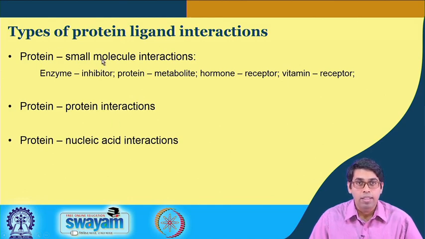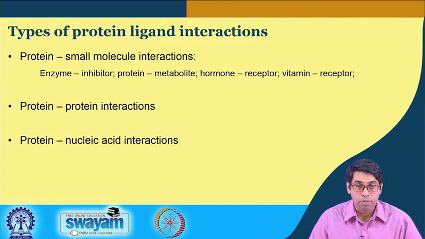For protein small molecule interactions, there are several examples. If you have an enzyme which binds to an inhibitor, that is a protein small molecule interaction. Other examples are proteins interacting with metabolites, receptors interacting with hormones, or receptors interacting with vitamins. Protein-protein interactions are again seen in all different sorts of biological systems, especially in signaling events where one protein can interact with another protein. And protein nucleic acid interactions are again seen in transcription and DNA replication.